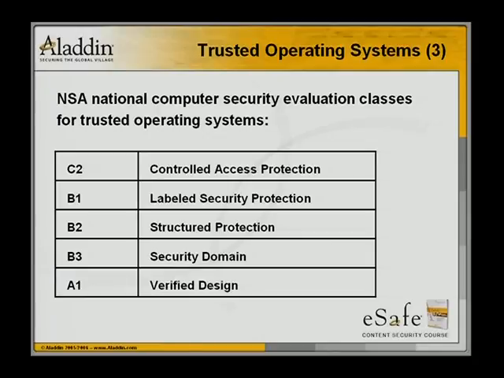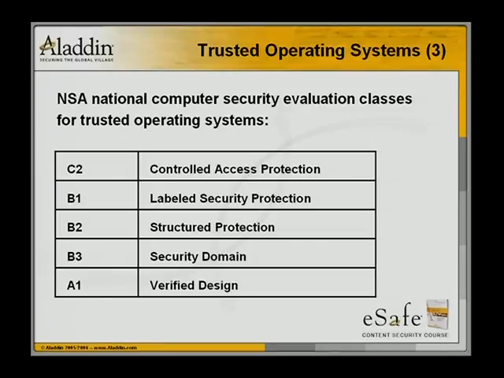In the B1, B2, and B3 operating systems, you have labeled security protection and a structured protection of the operating system, which basically comprises specific permissions to specific folders, and specific ways to log on to the system with a complex password that contains uppercase and lowercase letters and digits, or ways to log onto the system that use smart cards or tokens or biometric controls.